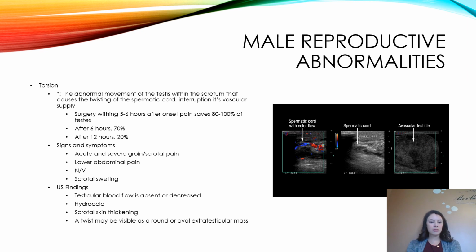Sonographic findings: there's testicular blood flow that is absent or decreased. There could be a hydrocele. There could be scrotal skin thickening, and a twist may be visible as a round or oval extratesticular mass. So you can see in the image here the spermatic cord with color, that's without color, and you can see that there's absolutely no blood flow within the testicle. And it must be getting bad because here's some that looks like an infarction.